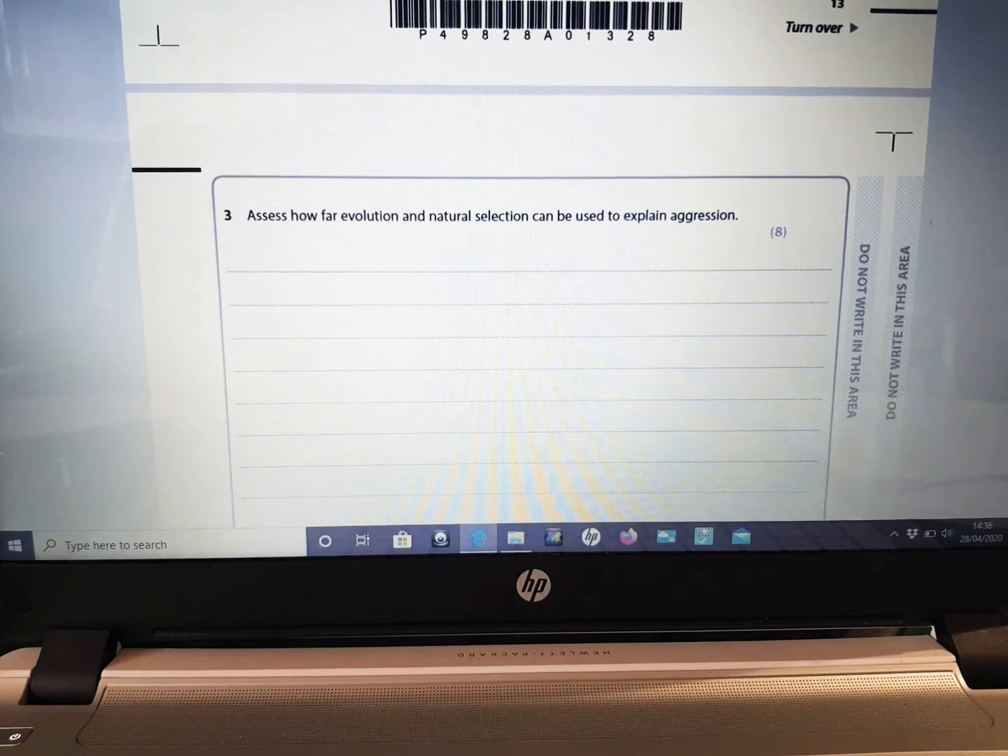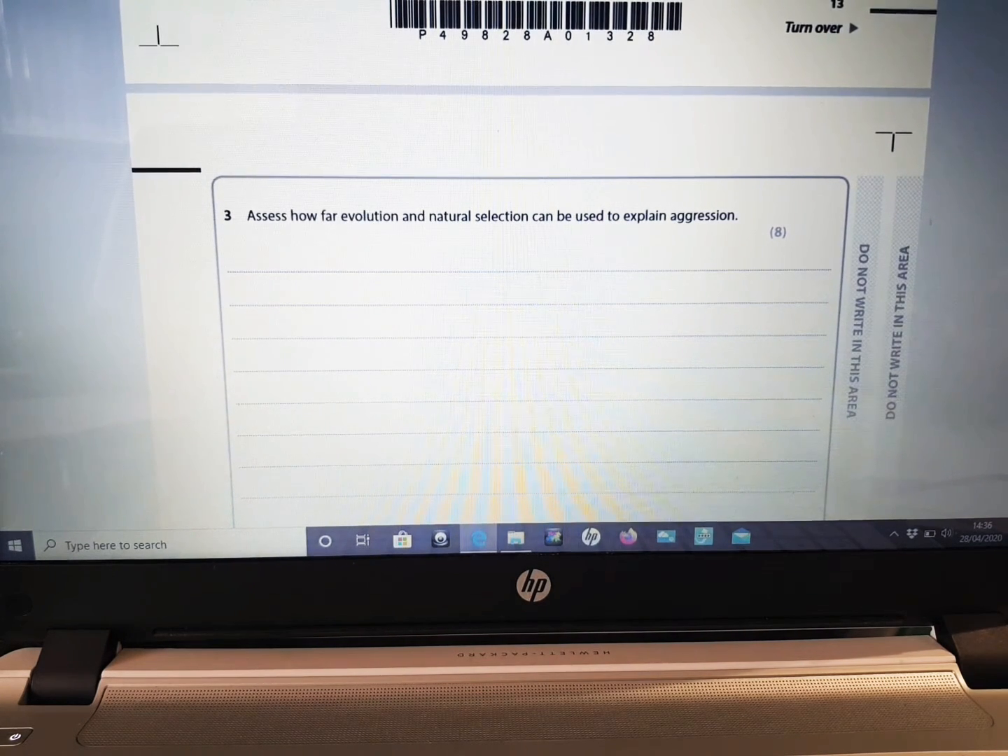So what is the question asking? It's asking you to assess the evidence to show that evolution and natural selection are causes for aggression. That word assess is asking you to argue: are evolution and natural selection the only reasons to explain aggression, or are there other explanations too?